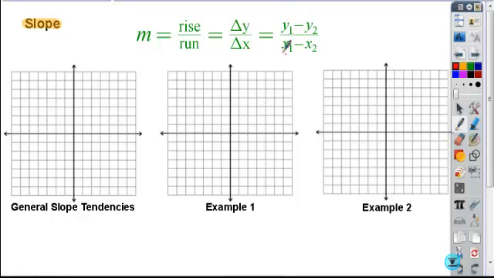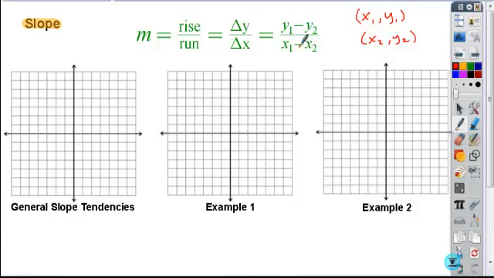And then in algebraic terms, if you're given the coordinates x1, y1, and x2, y2, the slope is just going to be the difference of these y's divided by the difference of the corresponding x's. Whatever y you use first, you need to use the corresponding x coordinate first as well.